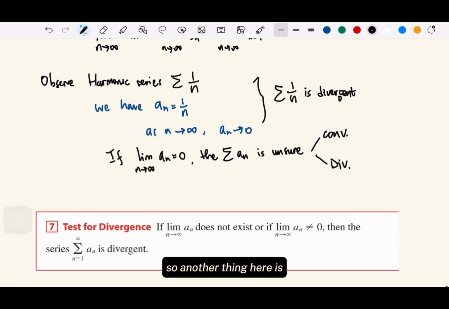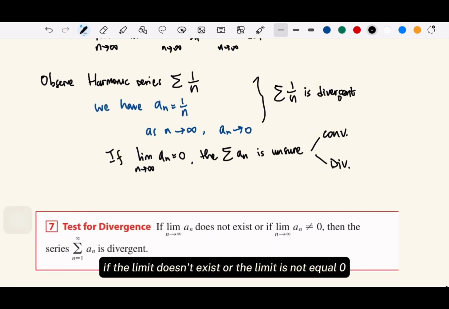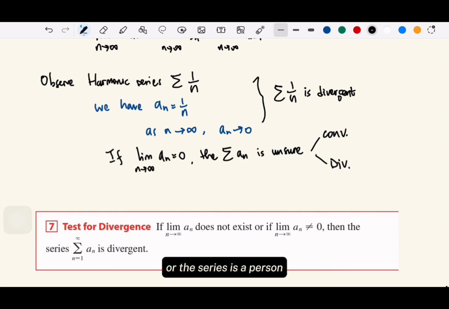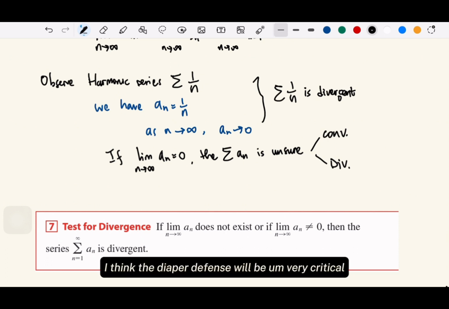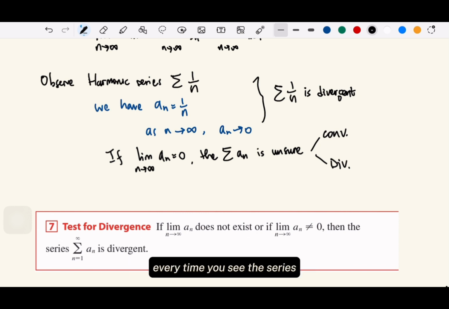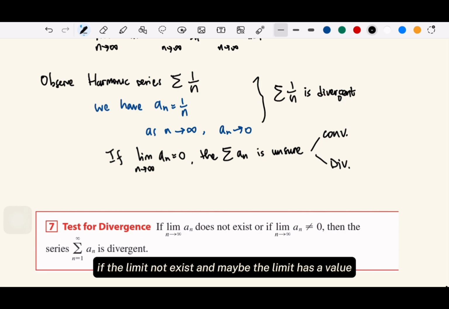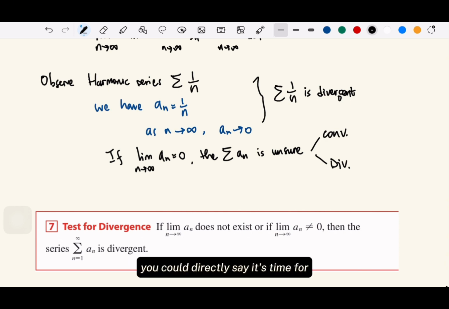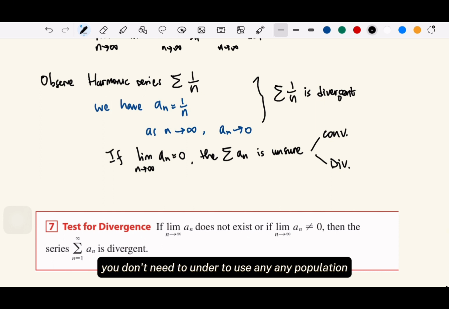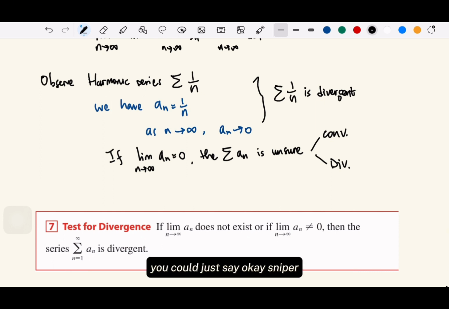Another thing here is if the limit doesn't exist or the limit is not equal to zero, then we can be sure that the series is divergent. This is the test for divergence, and I think the divergence test will be very critical. Every time you see a series and you would like to check whether it's divergent or convergent, the first thing you can do is take the limit. If the limit does not exist or the limit has a nonzero value, you could directly say it's divergent. You don't need any further calculation. You could just say, okay, it's divergent.